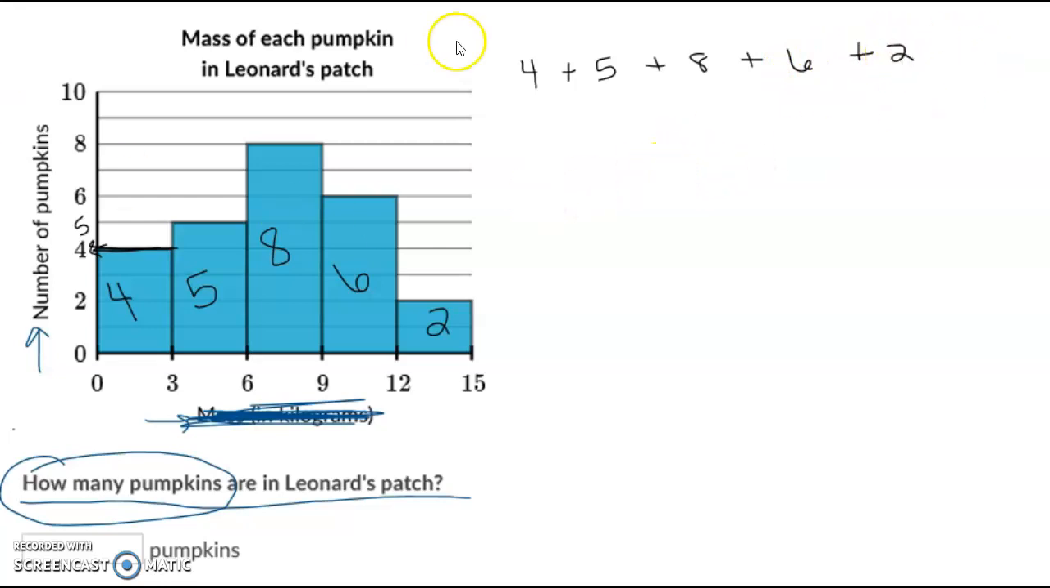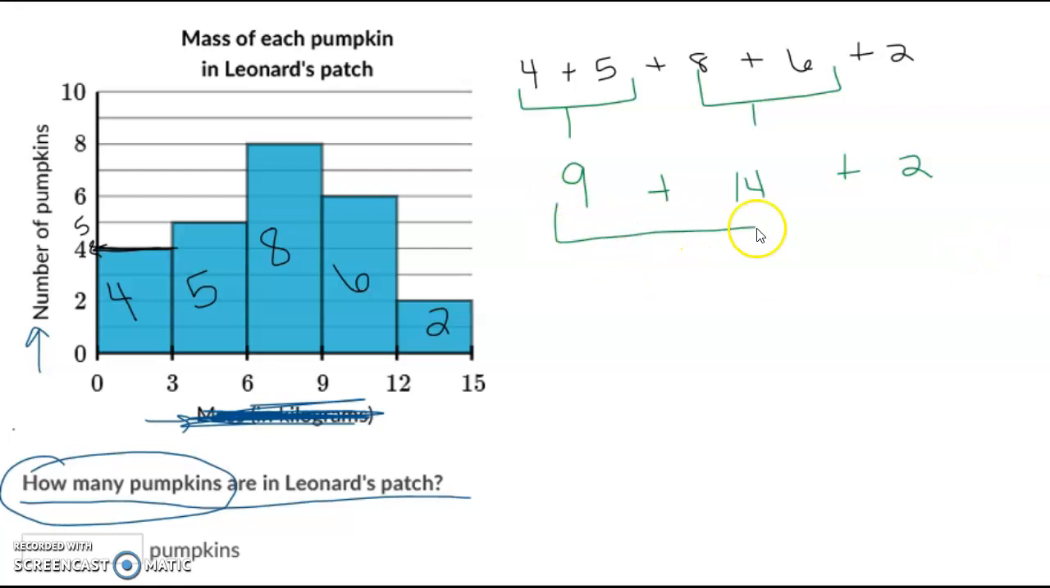All right, so I'm going to do this in little chunks. 4 plus 5 is 9. 8 plus 6 is 14, and then plus 2. Now I'm going to do 9 plus 14, which is 23, plus 2. 23 plus 2 is 25. So there are 25 total pumpkins.